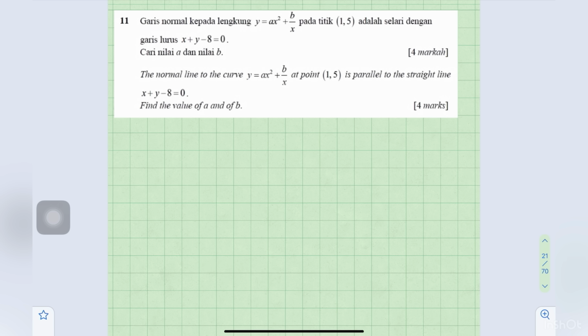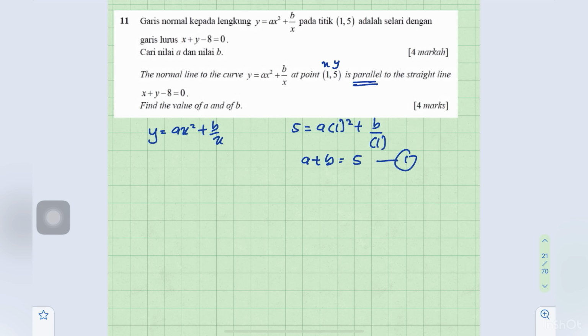Okay. So start from y equals ax squared plus b over x. Okay, so given point (1, 5) is x, y. So then we can substitute into the equation. y is 5, a we don't know, x is 1 squared plus b over 1. Okay, so we get here the first equation, a plus b equals 5.